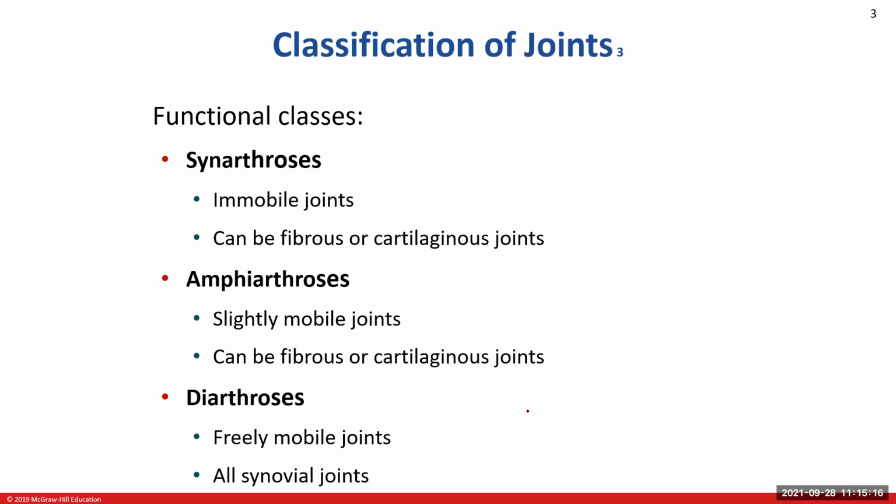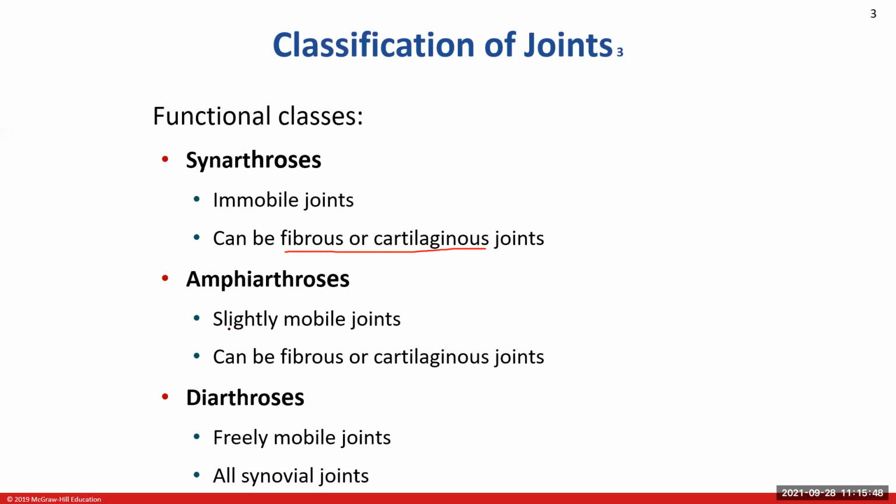Now, let's classify the joints based on function, their physiology. All right, so we have 3 types. We have our synarthroses, our amphiarthroses, and diarthroses. So the first 2, we're not going to see a lot of movement going on. The synarthroses are immobile joints, and we all know what that means. They don't move. So these joints are either going to be fibrous or cartilaginous.